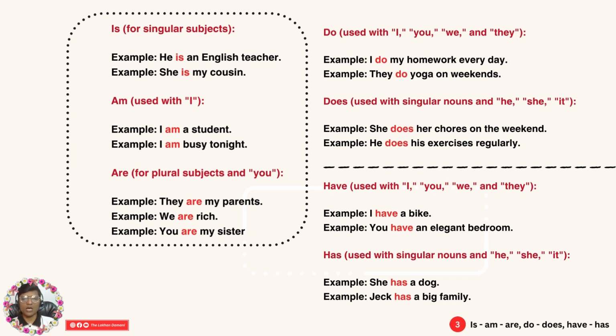Yes. But now we talk about do, as we studied. I do my homework. They do yoga on the weekend. So here, I, you, we, they: we use do. Does we use with he, she, it, as I already described. And have and has: have we use with I, you, we, and they. And has we use with singular nouns, singular subjects, he, she, it.